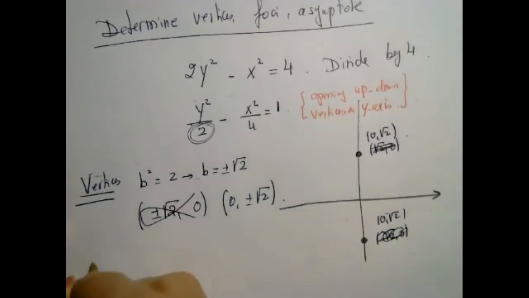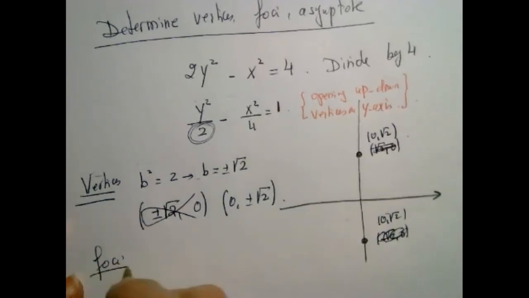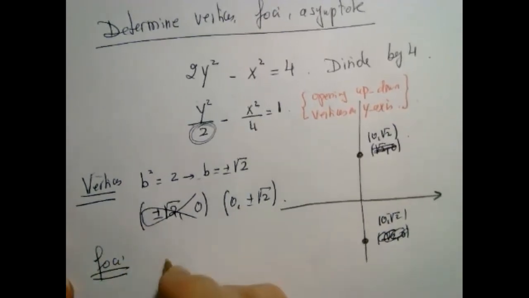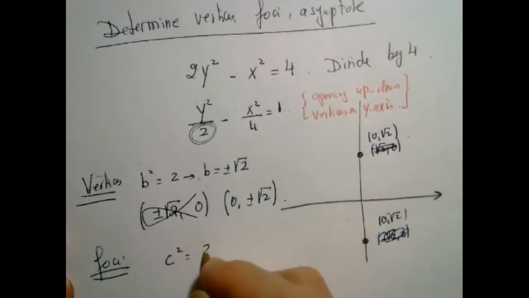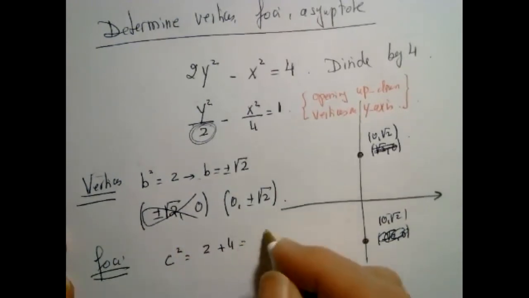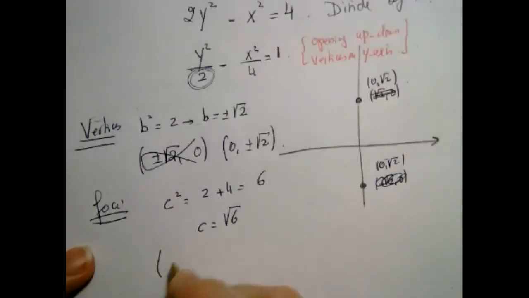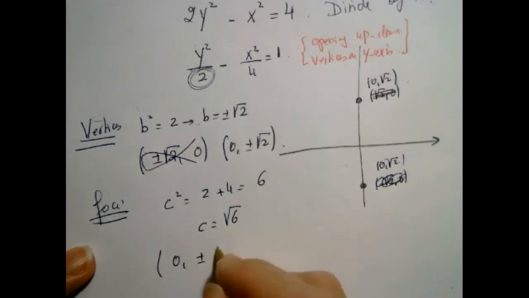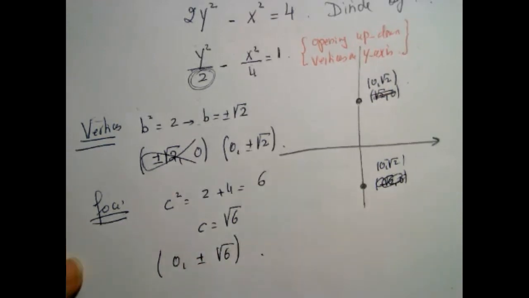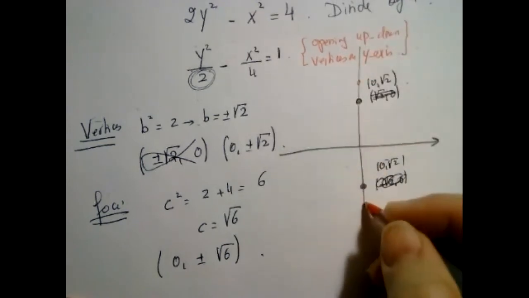All right. Now the foci. The c squared, the formula is the sum equal to 6. So c is the square root of 6. So the foci are, okay, I will not do the same mistake twice, plus or minus the square root of 6. So they are somewhere in here.